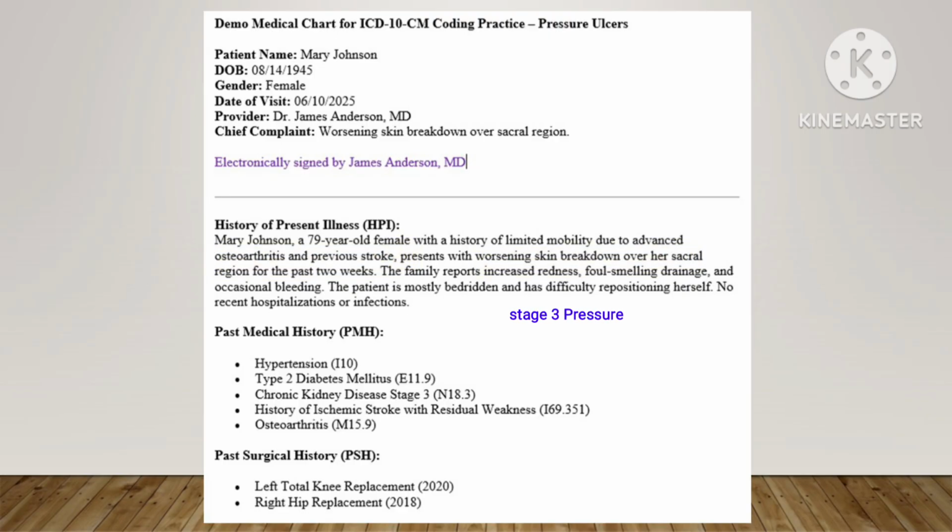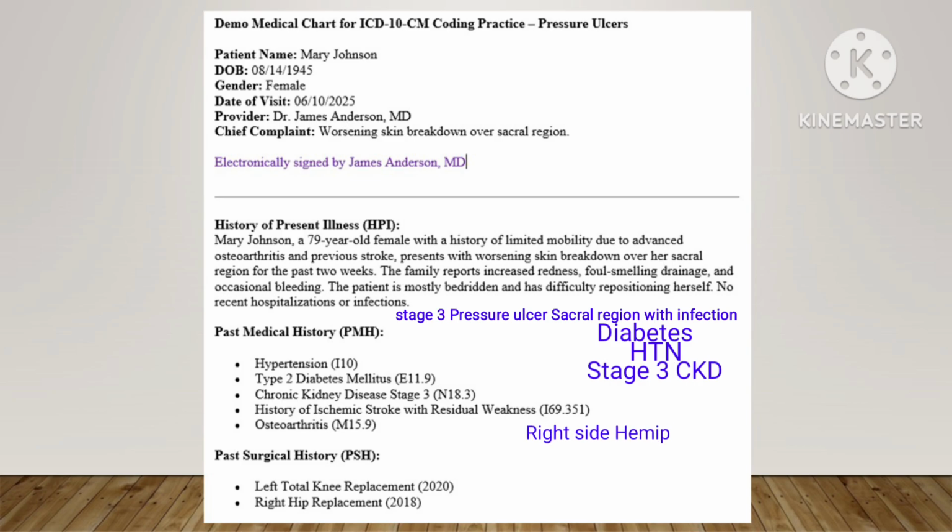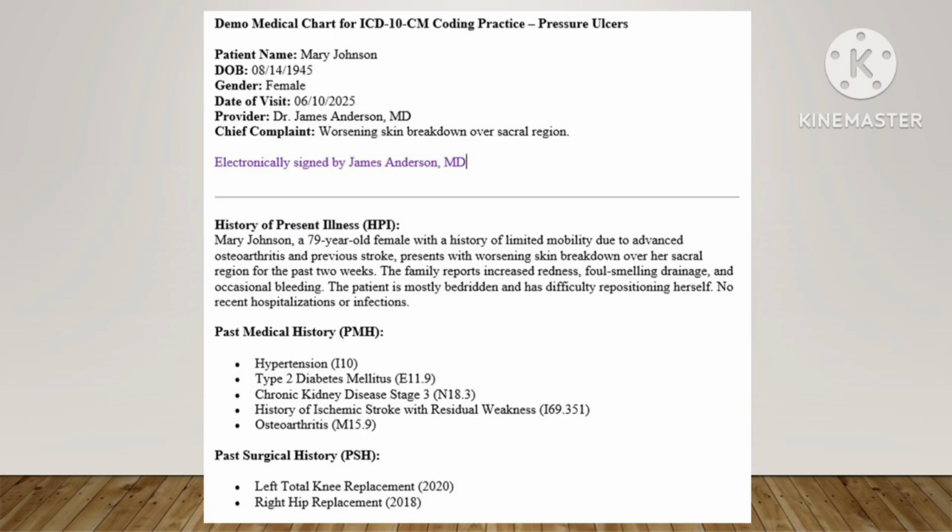Now we get stage 3 pressure ulcer of the sacral region with infection, diabetes, HTN, stage 3 CKD, and history of stroke with residual weakness on right side from the assessment, and the HPI has provided osteoarthritis. If you check the past medical history, all the diagnoses we have already coded, and we get no extra code from PMH. However, if you get any other diagnosis from PMH, you can code the chronic conditions from this section.